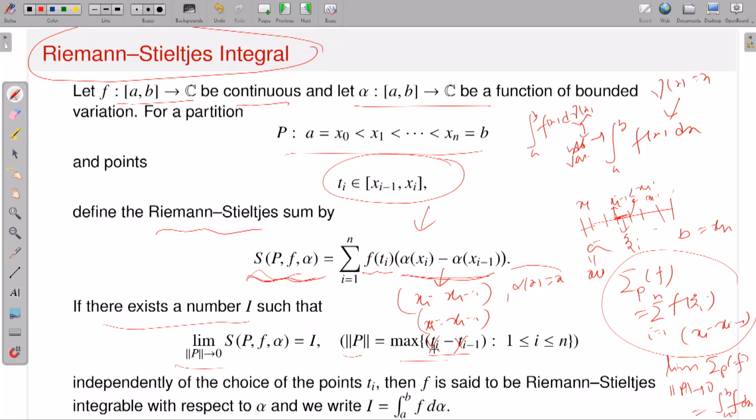Now if the norm of the partition goes to 0 and the limit I exists, then I will say that, of course, there is a catch actually. This limit should be independent of the choice of the points, because if I change the point Ti, then the corresponding Riemann sum will change. But whenever I say the norm of the partition goes to 0 and the limit exists, that means it should be independent of the choice of points Ti. Then I will say that my function is Riemann Stieltjes integrable with respect to alpha, and I will denote it by I equal to the integral from a to b of f d alpha.